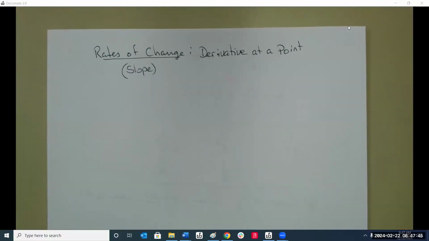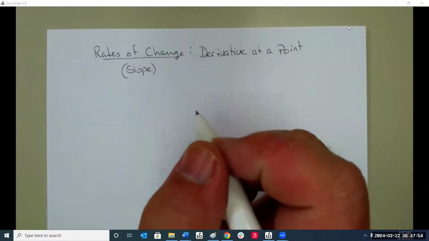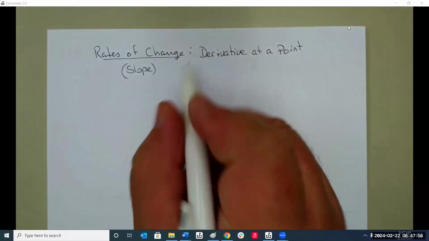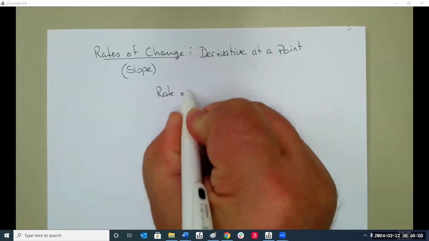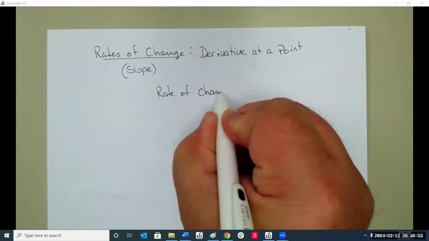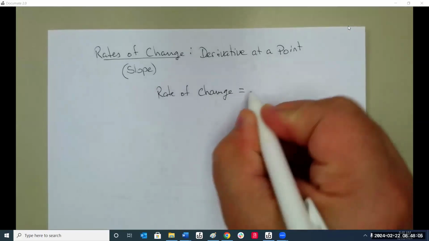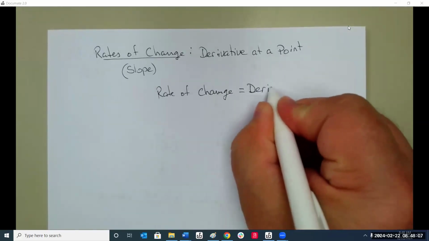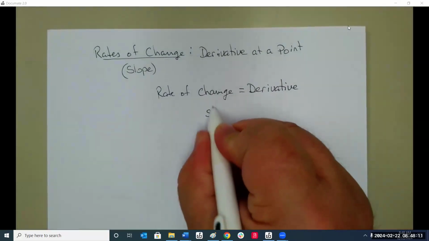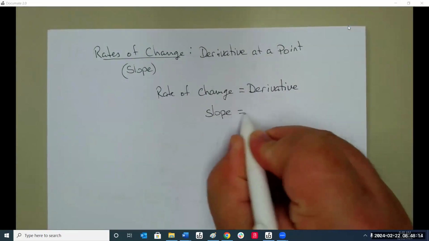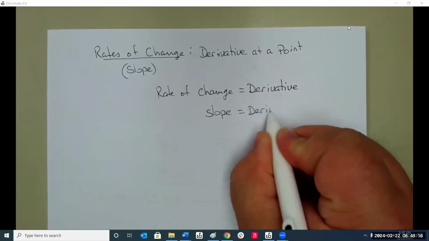Because now we're going to define what we're looking for. This is the whole thing we're looking for. So we have it right here. The rate of change is equal to what's called the derivative. So the slope equals the derivative.